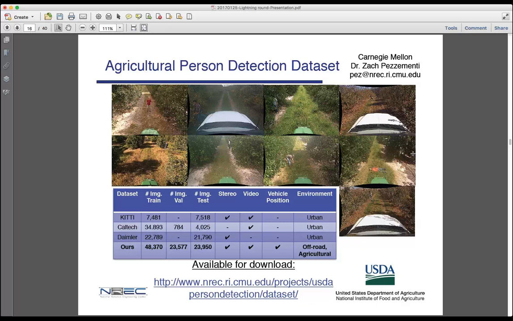A sampling of the images from the data set is shown on the slide, along with a table of how it stacks up against comparable data sets in urban pedestrian detection. You can see it has way more labeled images than any of them, including stereo and video context and GPS ground truth. And it shows people in a wide variety of outfits, poses, motions, and levels of occlusion from vegetation, all that stuff. It's available for download now at the URL shown, and we hope to do an AgriTC talk later this year with more info.